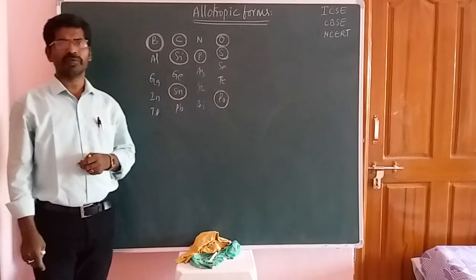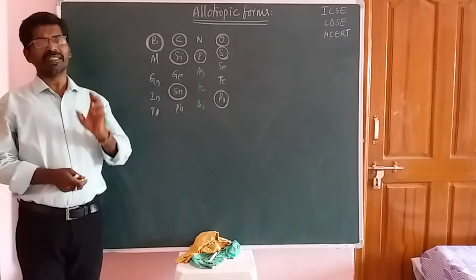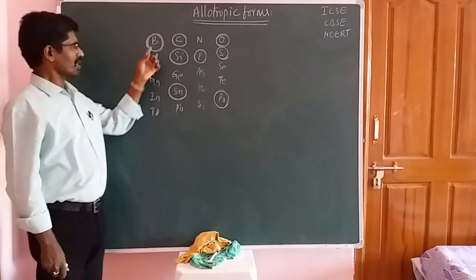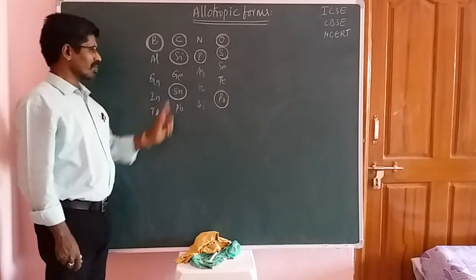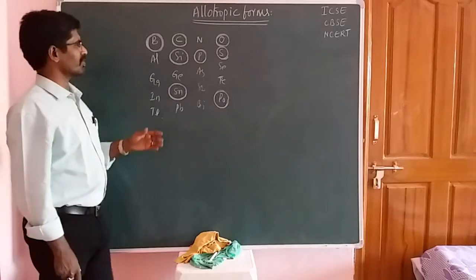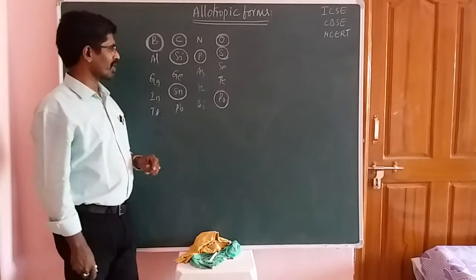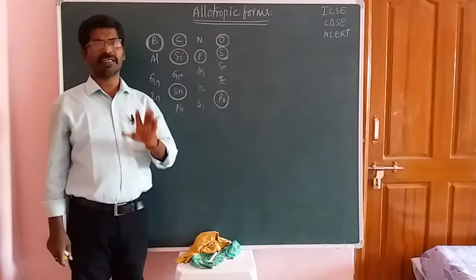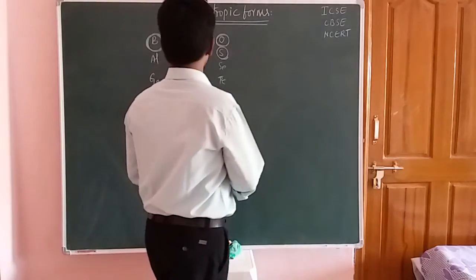Okay students. So these elements exhibit allotropic character. In the third A group, boron exhibits the allotropic property. In the carbon group, carbon, silicon and tin exhibit different types of allotropic forms. In the next group, phosphorus exhibits different types of allotropic forms. And in the next group, oxygen, sulfur and polonium exhibit different types of allotropic forms.